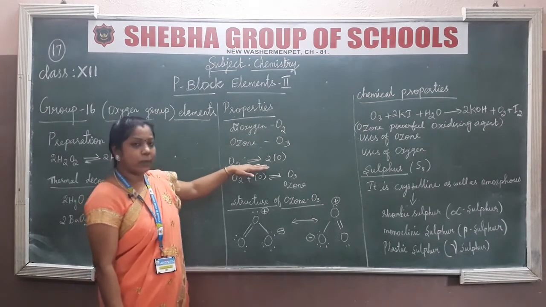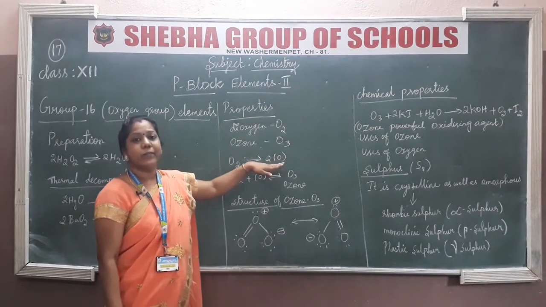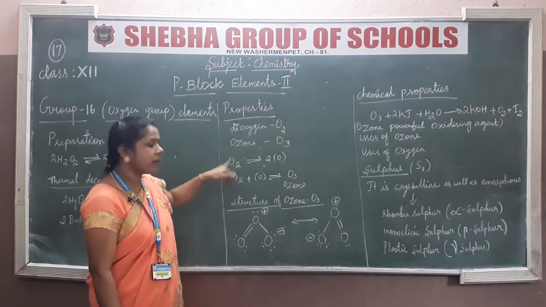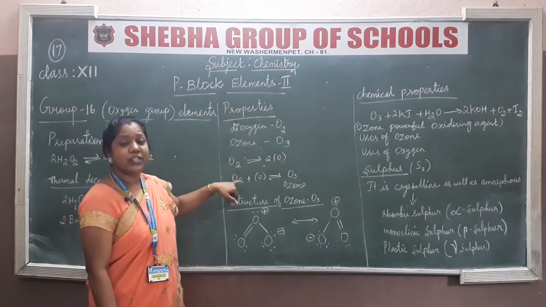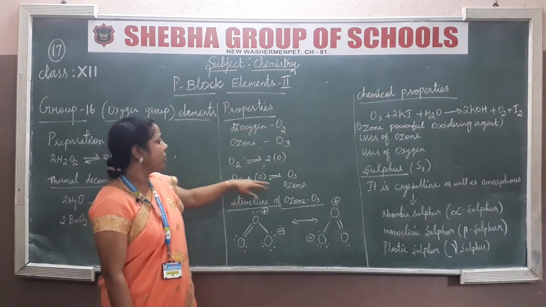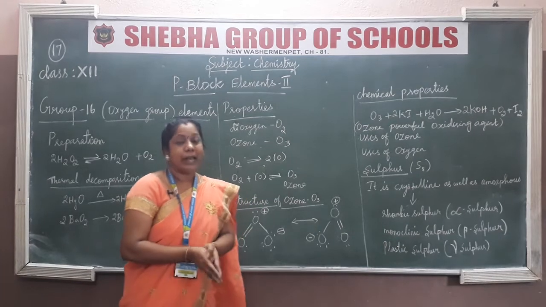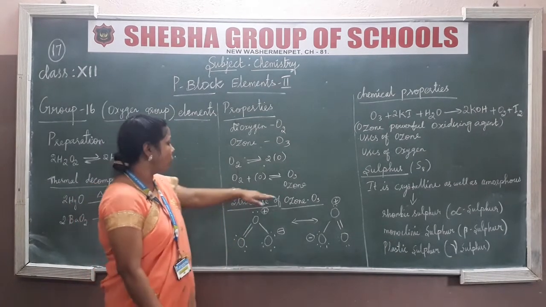It's also a reversible reaction: we get an atom of oxygen, and then the atom of oxygen reacts again with gaseous oxygen, that is dioxygen, to give the ozone molecule, which has 3 atoms of oxygen.